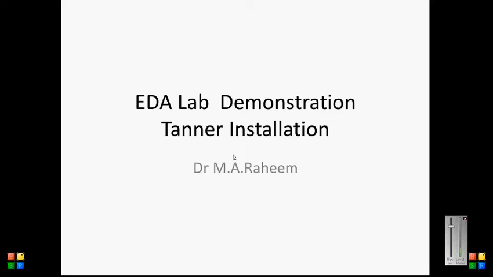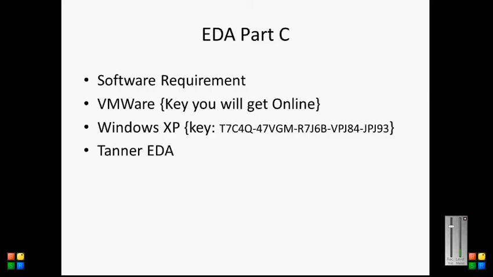So what are the requirements for this lab? Part C requirement: what are the software required. One is VMware, because this Tanner EDA is going to work on Windows XP. I hope that every system is installed with the latest Windows. So we need to have the old version of operating system, that is Windows XP, that the Tanner EDA tool will work on. So for that we need to have a VMware.